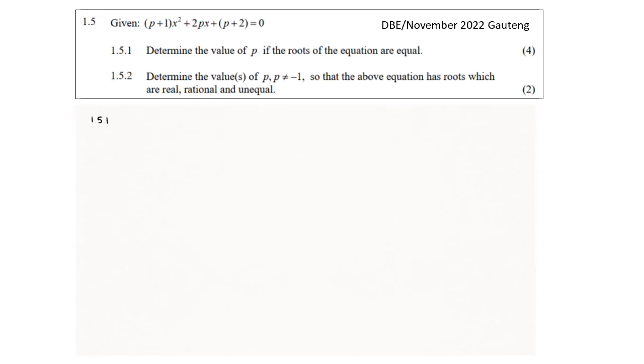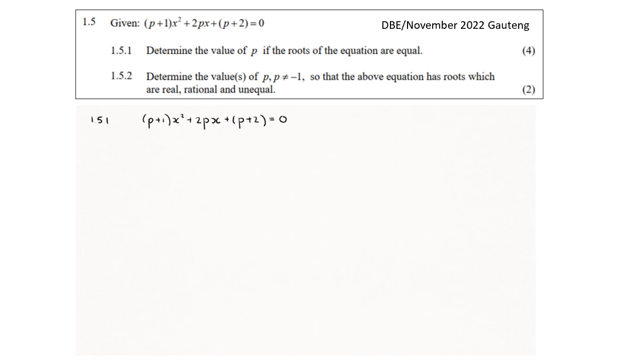Question 1.5. We are given the following equation: (p plus 1) x squared plus 2px plus (p plus 2) equals 0. And the first question asks us to determine the value of p if the roots of the equation are equal. For equal roots, the discriminant of the equation has to be equal to 0.